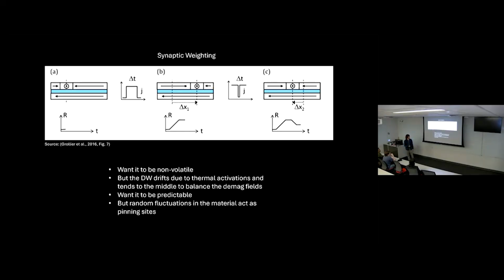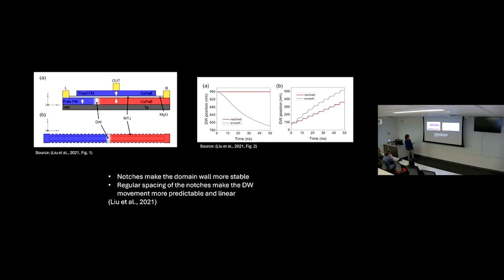But we also want it to be predictable by the amount it moves from the current pulses we put in it. But random fluctuations in the material can act as pinning sites, so it won't be linear. So this paper looked at using little notches throughout the device where the domain wall wants to minimize the energy, so it wants to be as small as possible. So it will want to be in between the notches, so it's thinner.